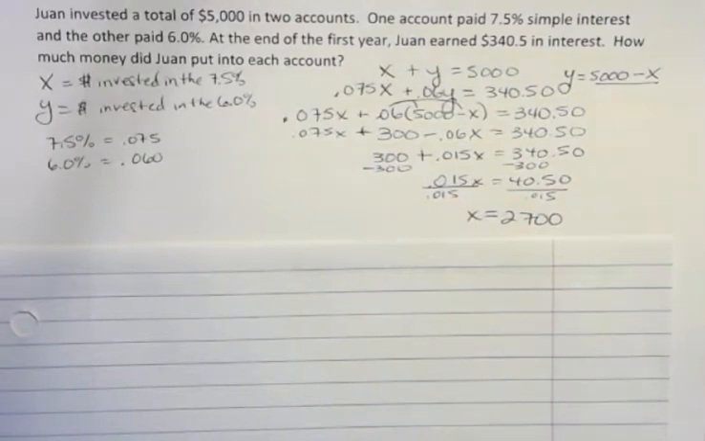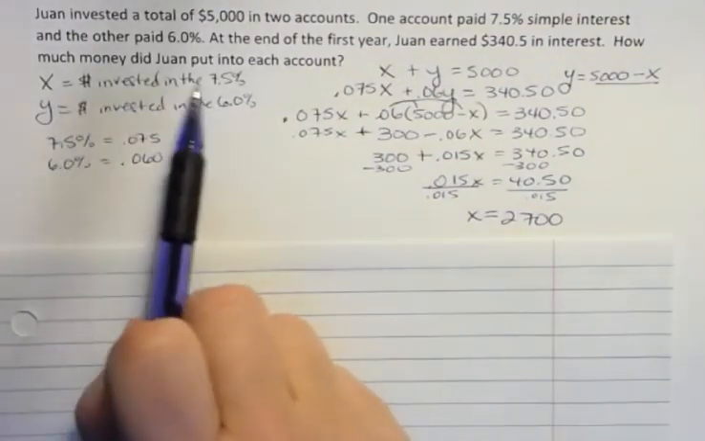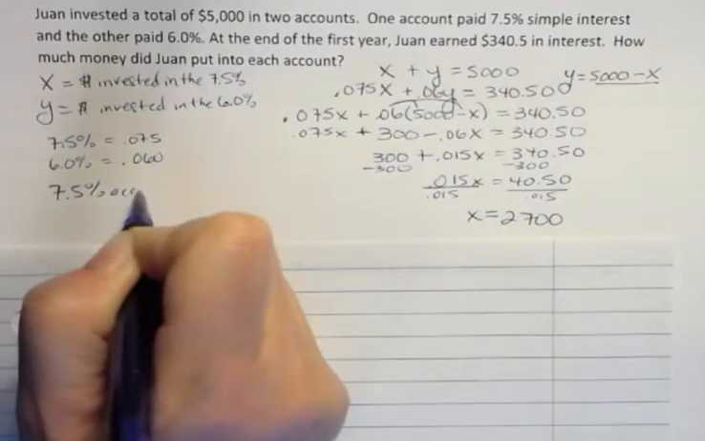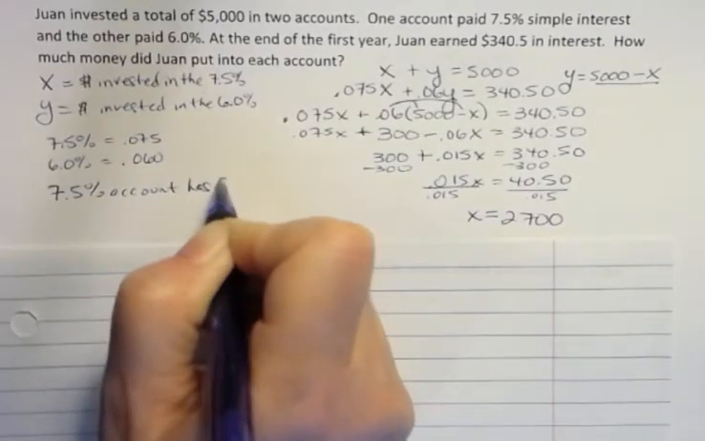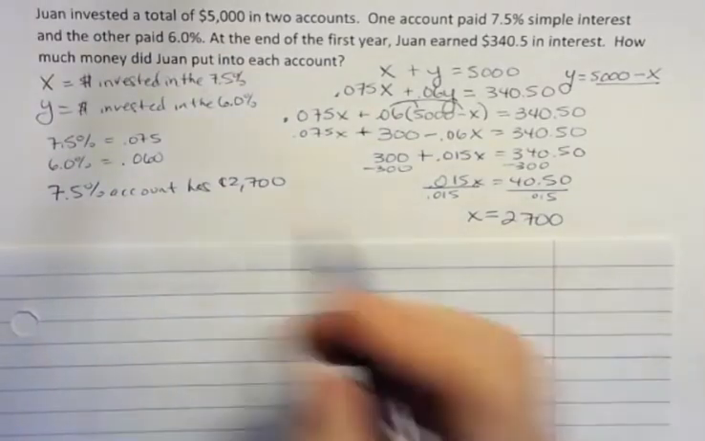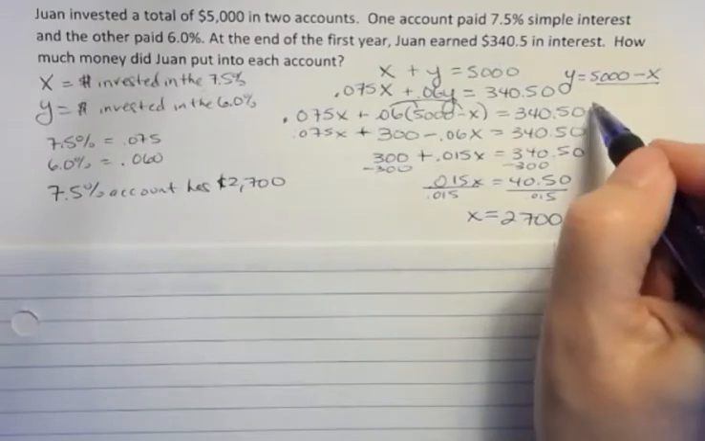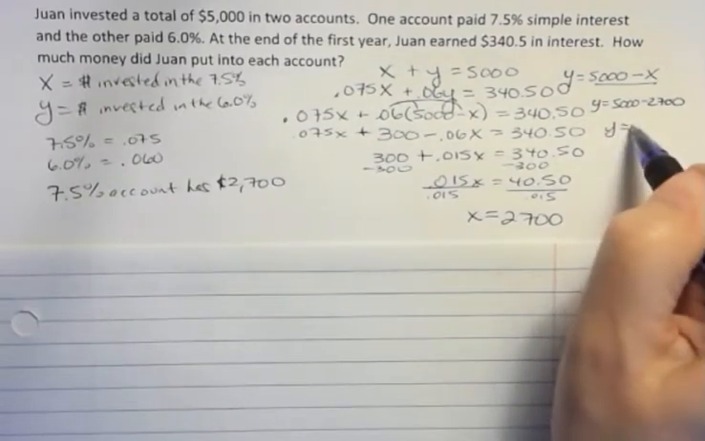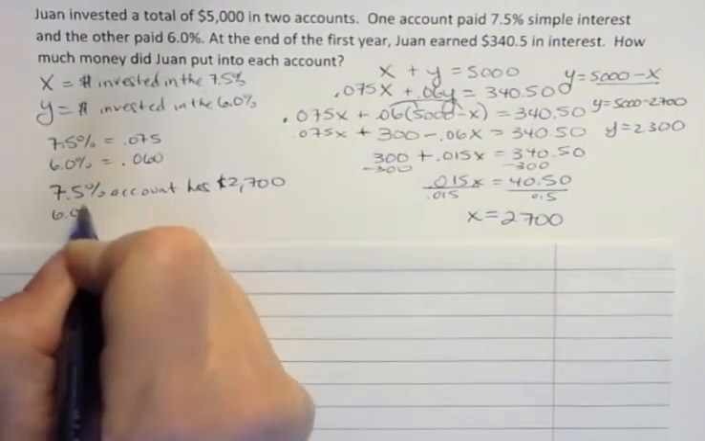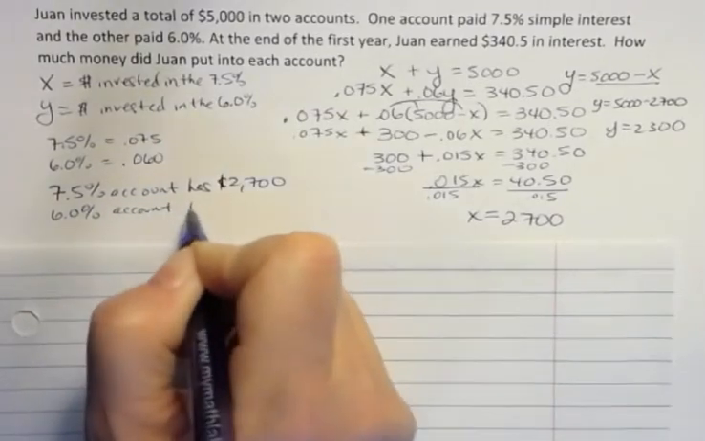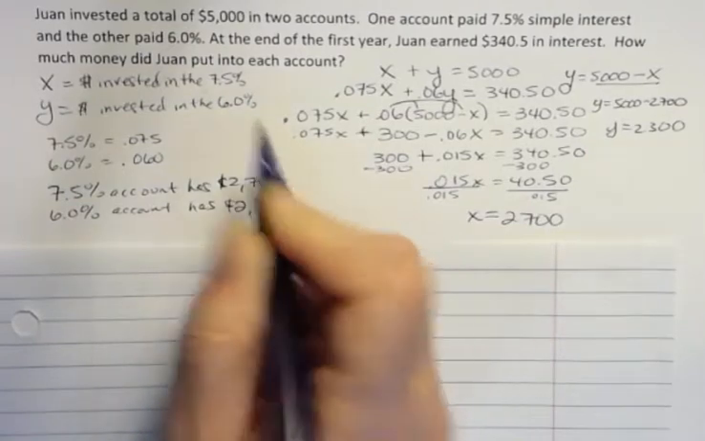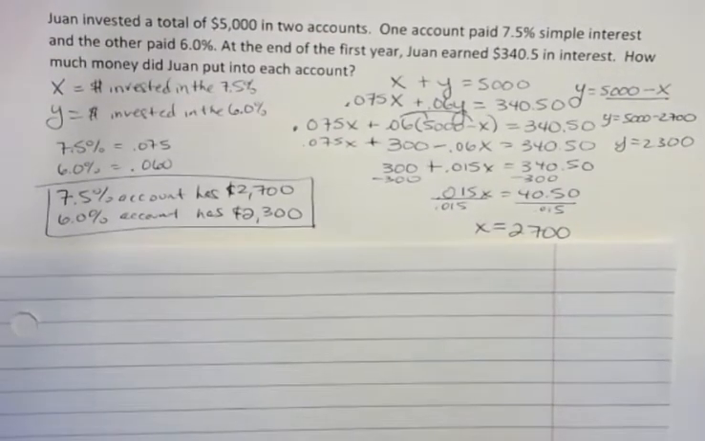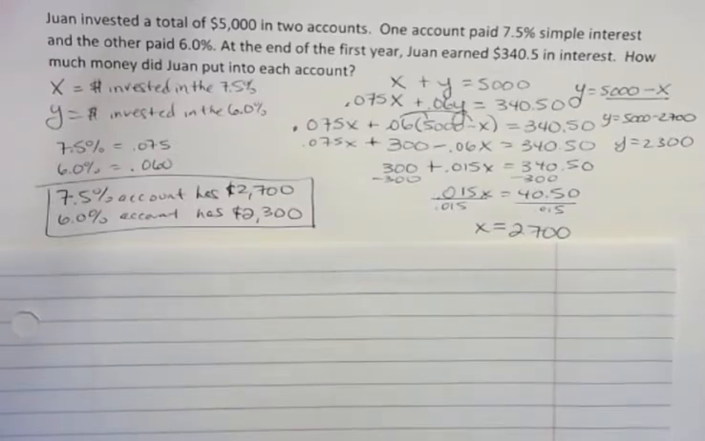What is 2,700? 2,700 is the amount of money invested at the 7.5% account. So the 7.5% account has $2,700 in it. How much does the other account have then? Well, it's 5,000 minus 2,700, and that would be 2,300. So the 6% account has $2,300. Make sure when you give your final answer that you've clearly stated which account has which amount of money. Don't just say 2,300 and 2,700 and hope for somebody to figure out which account you're talking about.